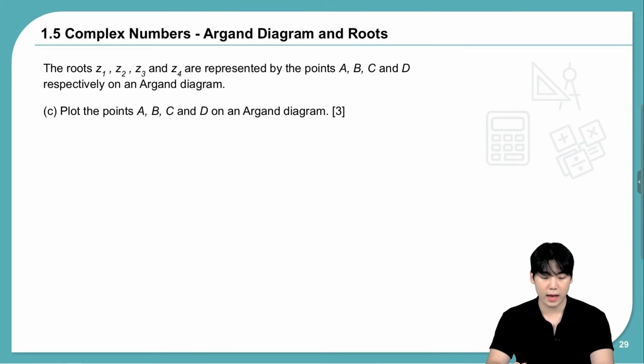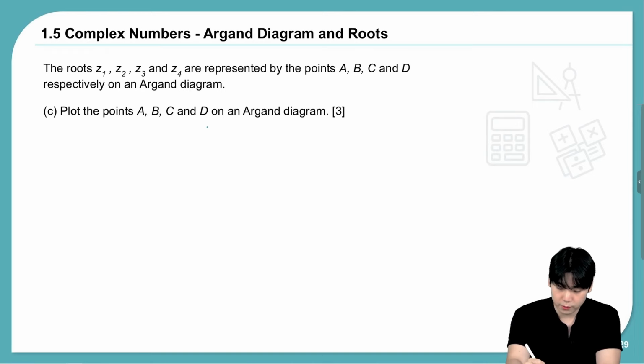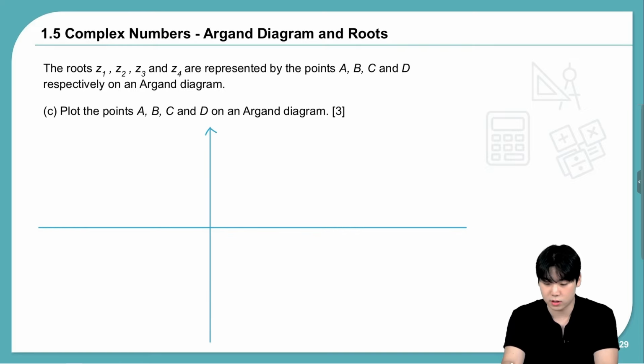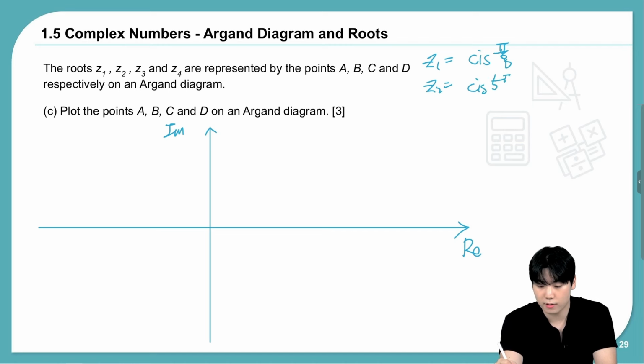Next question, we have z1, 2, 3, 4 represented as A, B, C, D, and we are asked to plot the points. Okay, let's try to plot this on an Argand diagram. An Argand diagram is basically the same thing as the Cartesian coordinate. It's just a simple axes where we have reals and imaginary there. Bearing that in mind, z1 was cis pi over 8, while z2 is cis 5 pi over 8, z3, sorry, it was 2 cis pi over 8.